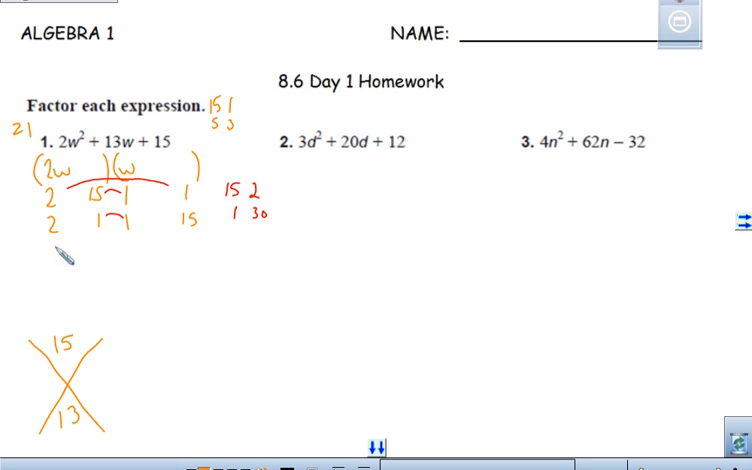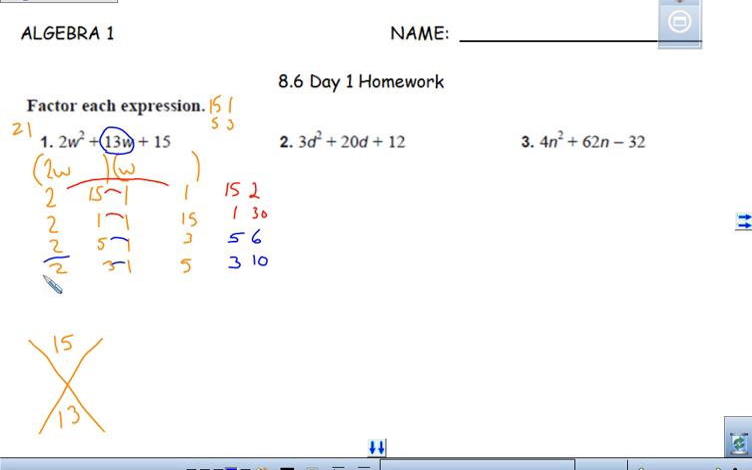So let's try the 5 and the 3. So we're going to leave the 2 and the 1, remember, because 2 is prime. So then we have 5 and 3, or switch it up, 3 and 5. So now when we do insides, we get 5, and outsides, we get 6. And 5 plus 6 is 11, and we're looking for 13. So let's try the second one. We get 3, and the outsides are 10.